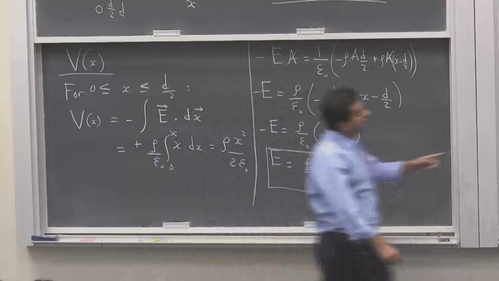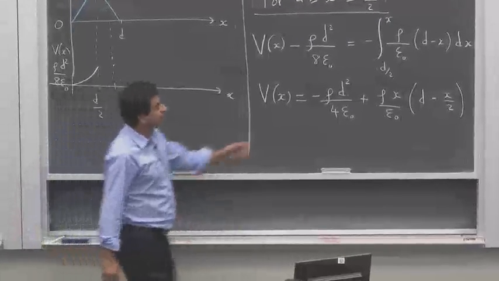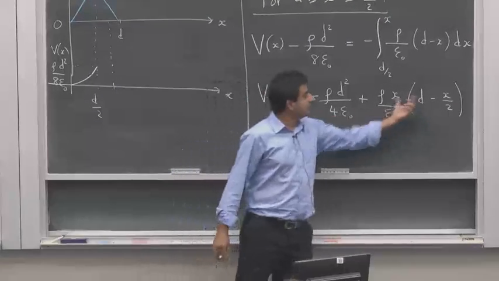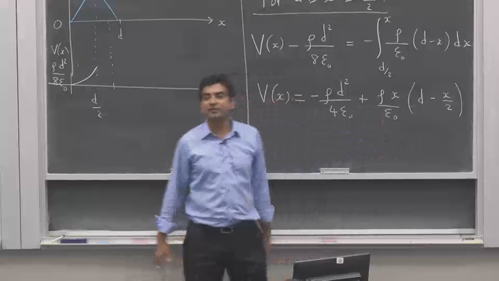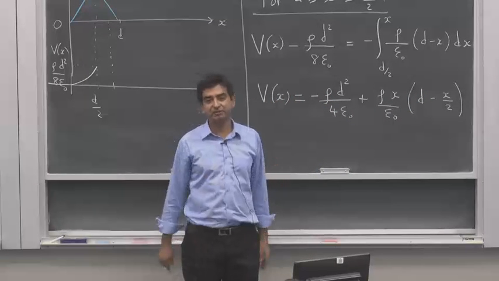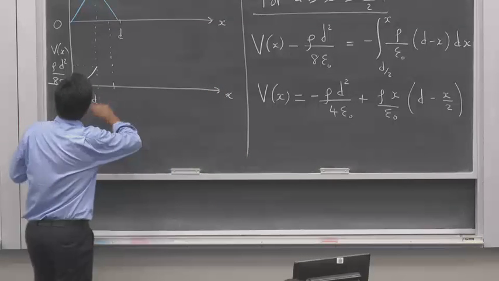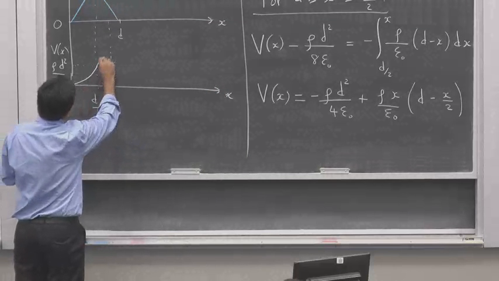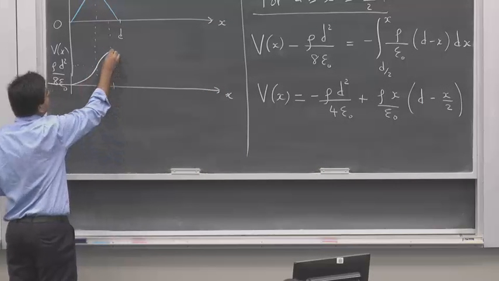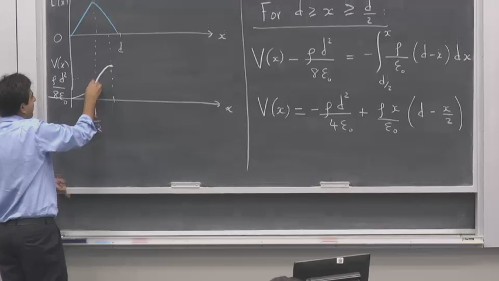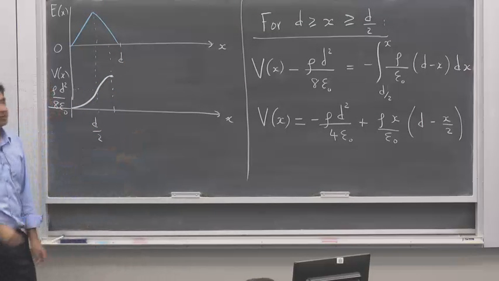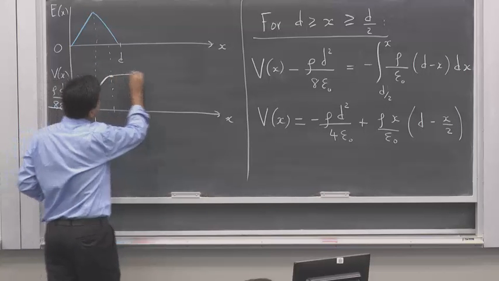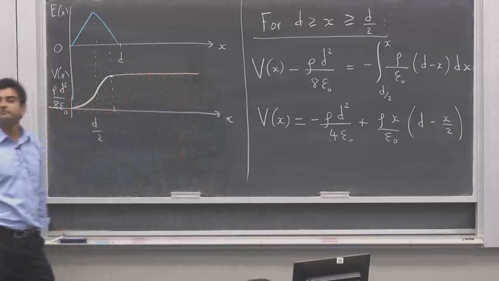So this is the potential at some point x. Again, you will notice this is a constant. This is a quadratic term, x squared, so it's a parabolic change. And if I were to extend this inside this region, the parabola will look like this. So this is how the potential changes inside this region, and outside this region, the potential once again becomes constant.